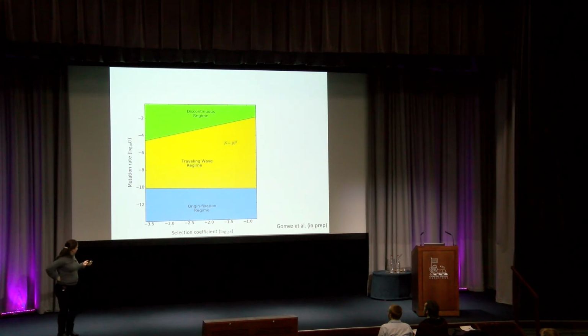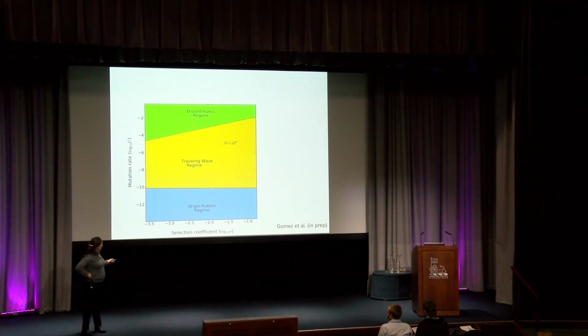So here's a graph of the strength of selection. S is on one axis, U, the mutation rate or other introduction of variation, is on this axis. And here's the line, UN equals 1. Below this is in this origin fixation regime. Above this is in this travelling wave regime. I'll talk about this regime in a minute.